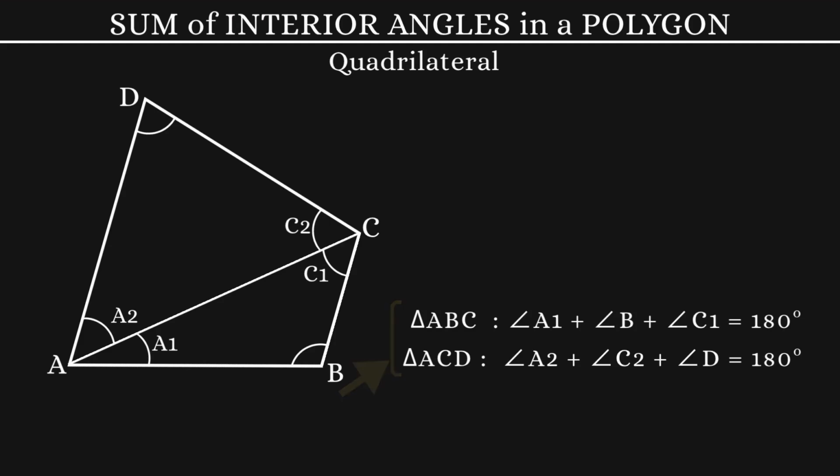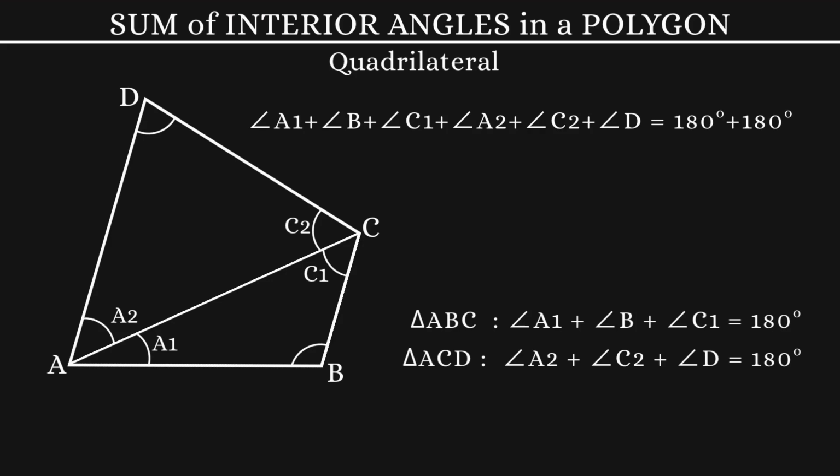Now let's add these two equations. Angle A1 plus angle B plus angle C1 plus angle A2 plus angle C2 plus angle D is equal to 180 degrees plus 180 degrees. Now we'll combine the A1 and A2 angles together and C1 and C2 angles together.